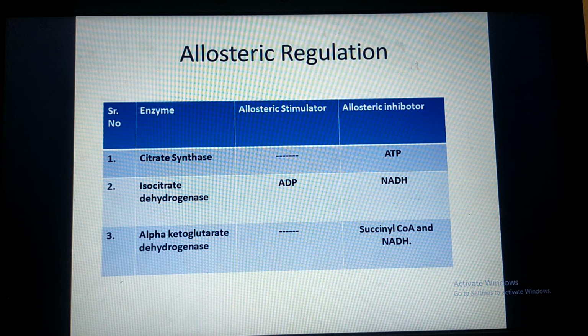Succinyl CoA and NADH act as allosteric inhibitors of the enzyme alpha ketoglutarate dehydrogenase. So this is about the allosteric regulation of TCA cycle.